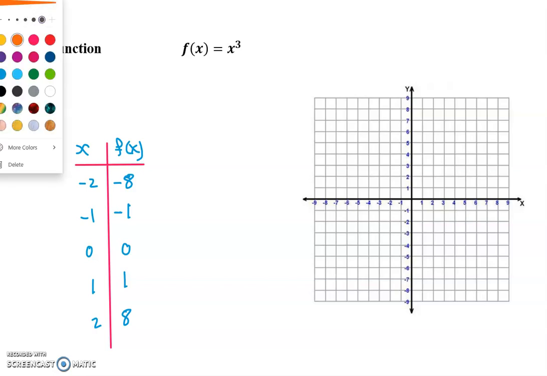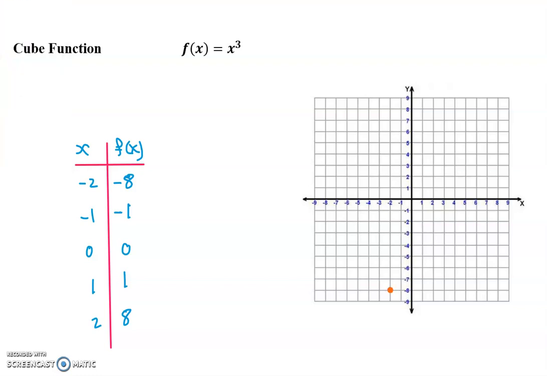So -2 and -8 is here. -1 and -1, 0, 0, 1, 1, and 2 and 8. And now you need to match. You need to remember that at these 3 points, this point here, it's a turning point, and we can consider it like a vertex, which is the middle point here.